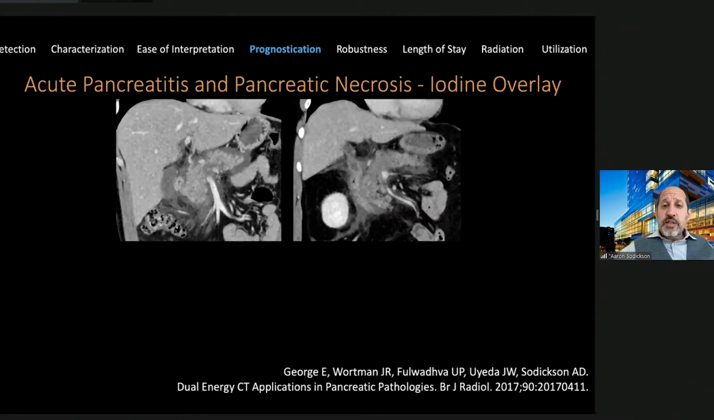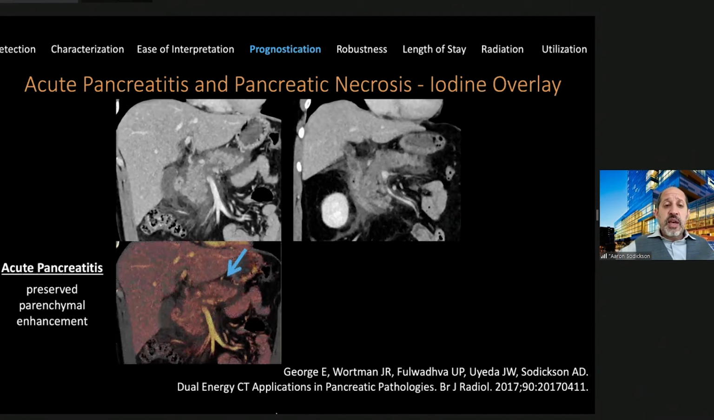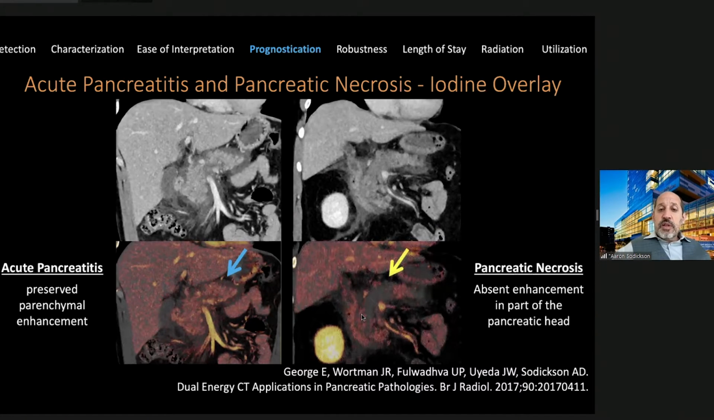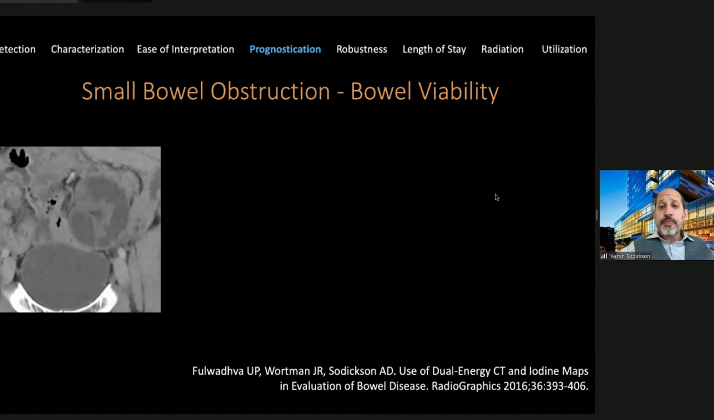Pancreatitis is another use case, 2 different patients here with pancreatitis. This one on our left shows preserved uniform enhancement throughout the parenchyma. This one on the right shows this large gap in enhancement within the pancreatic neck in this necrotizing pancreatitis. Much harder to tell for sure on the conventional images.